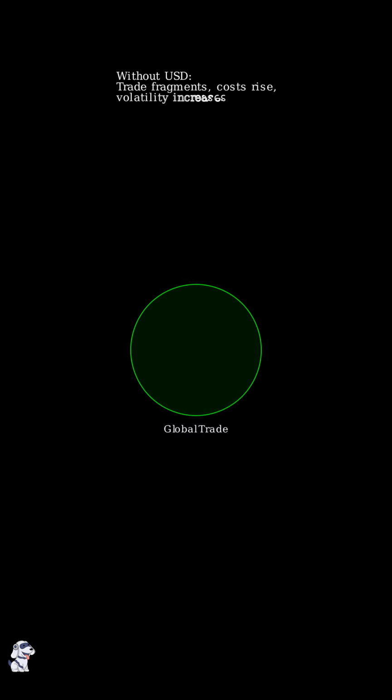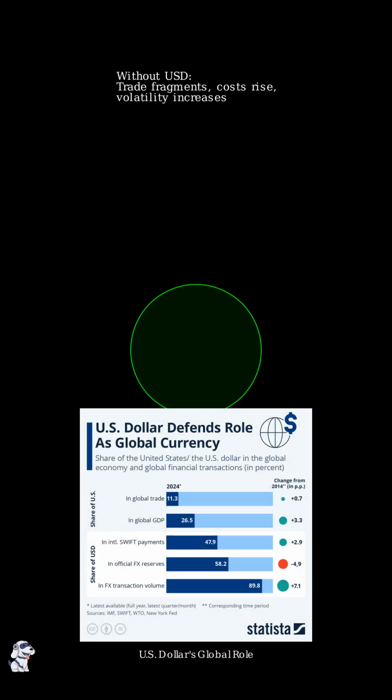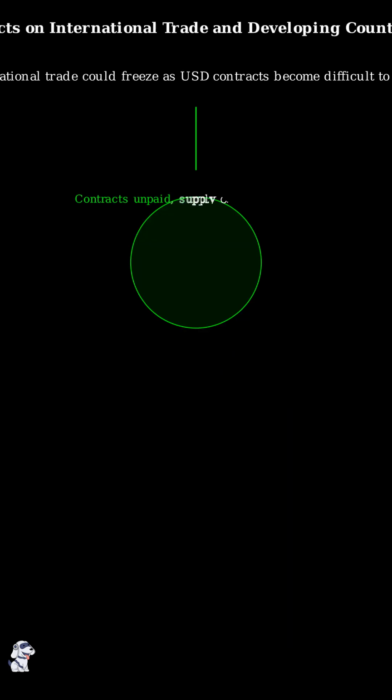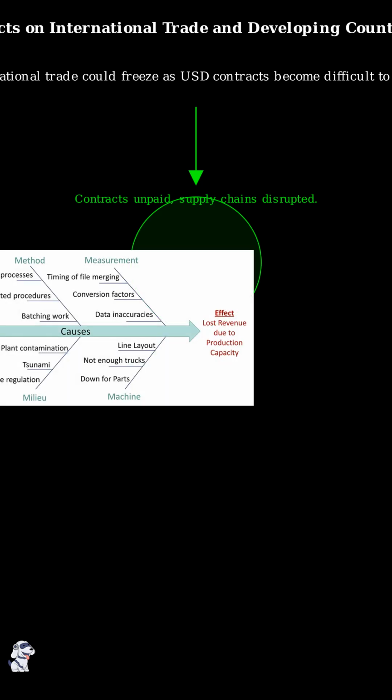Without the U.S. dollar's role, global trade could fragment into regional blocs, leading to higher costs and increased volatility. This interconnected system highlights the dollar's foundational role in international commerce. A collapse of the U.S. dollar would severely disrupt international trade. Contracts denominated in dollars would become difficult to fulfill, potentially freezing global commerce.